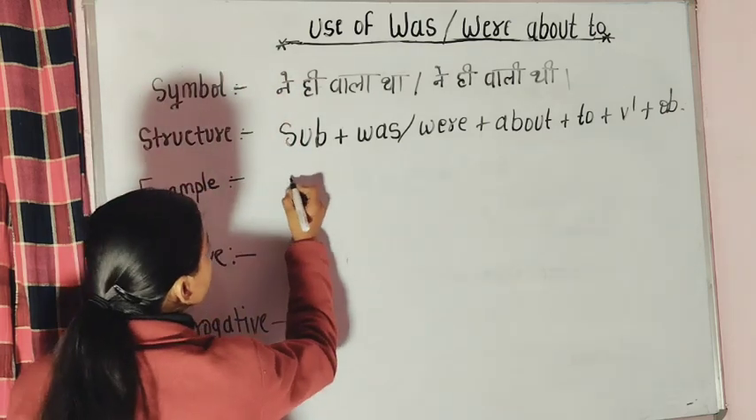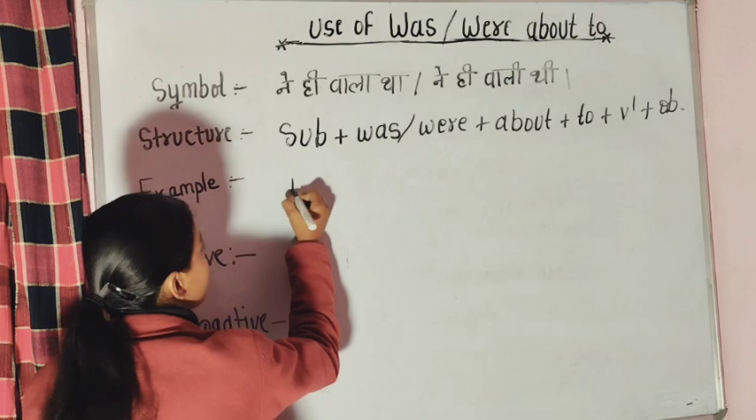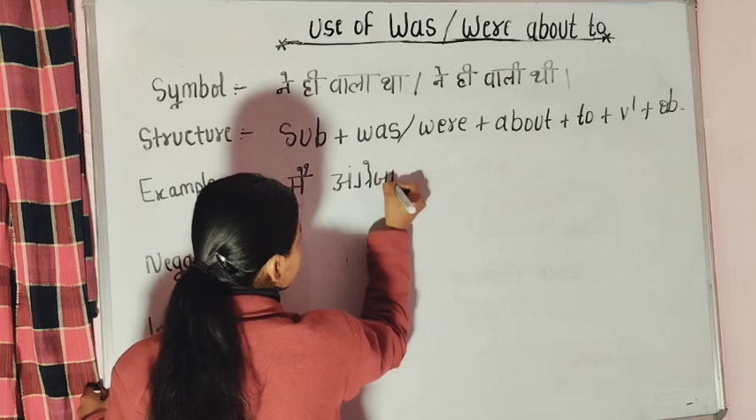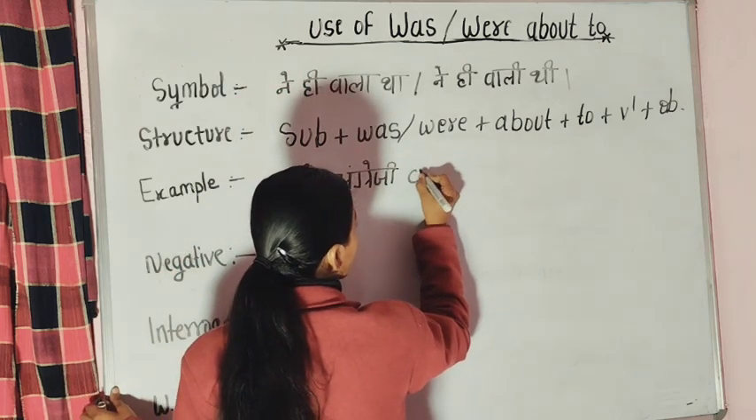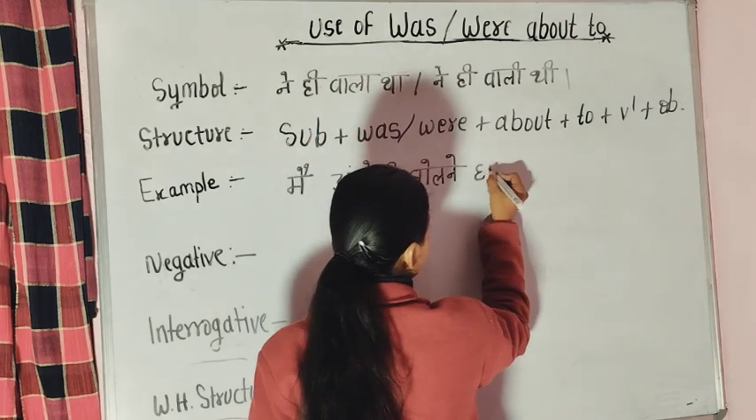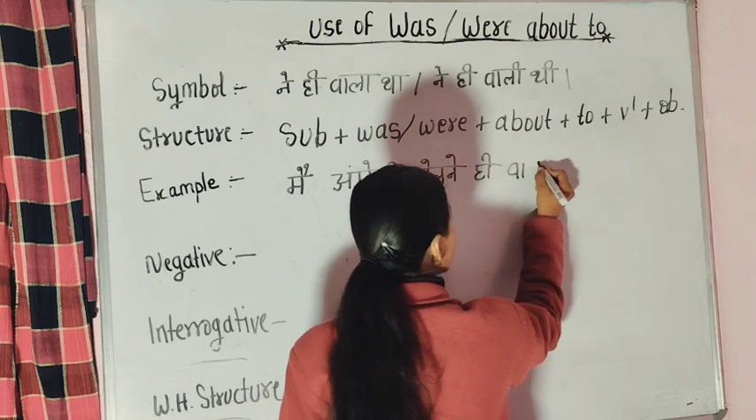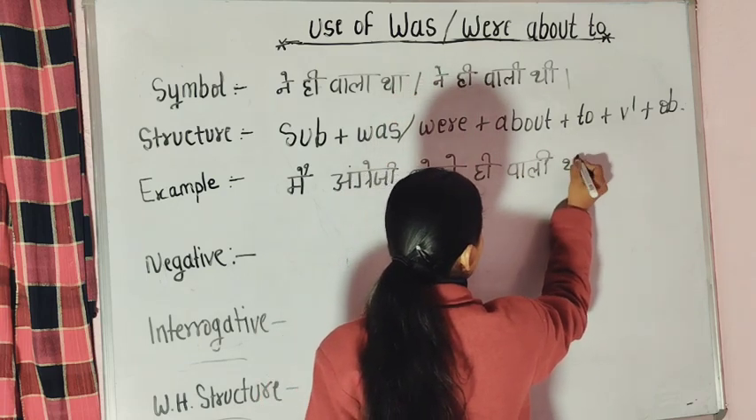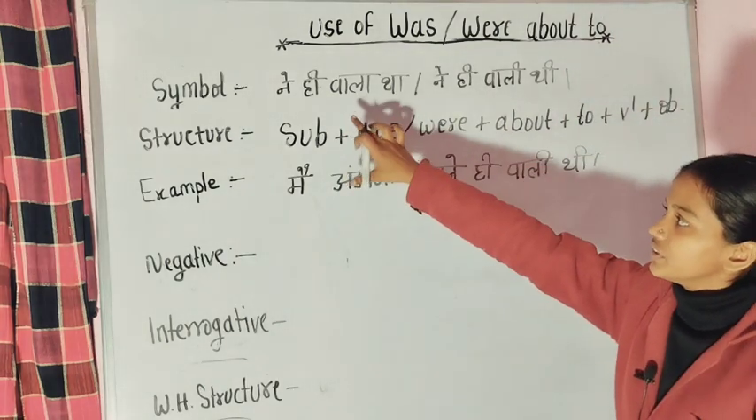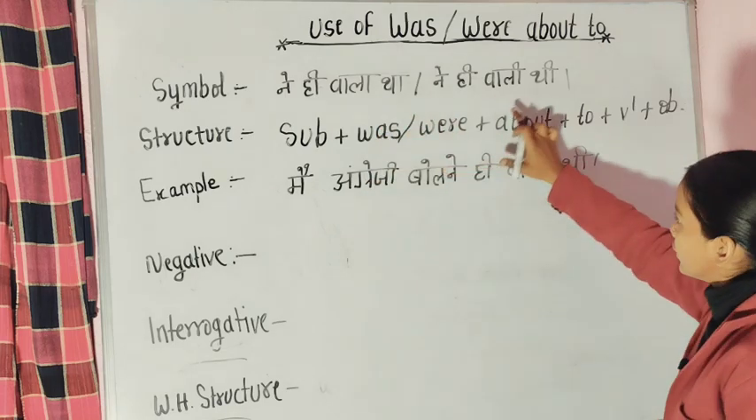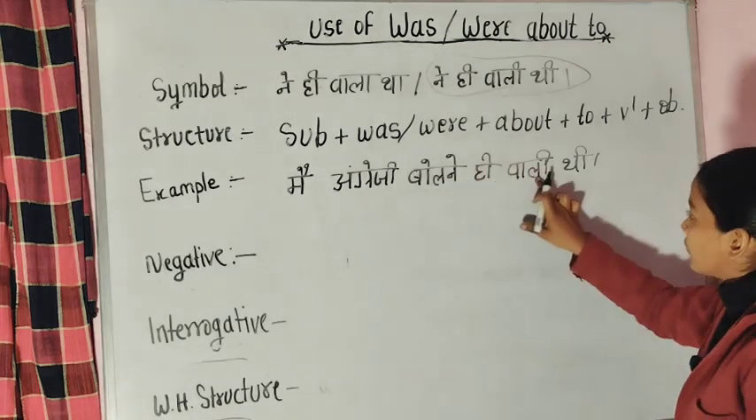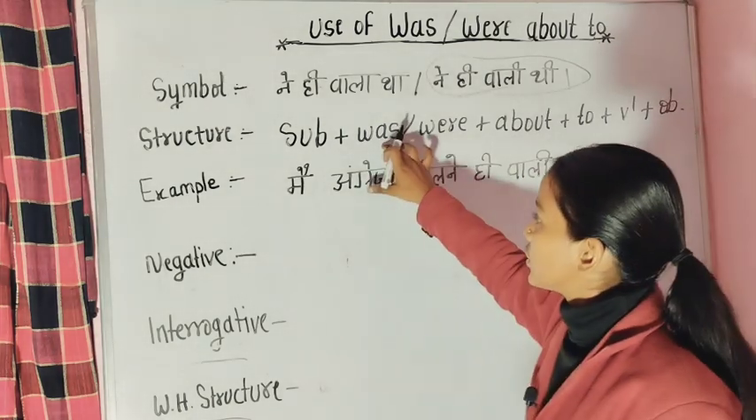Okay, so: मैं अंग्रेजी बोलने ही वाली थी। नहीं वाली थी। मैं अंग्रेजी बोलने ही वाली थी। You can see in the example that we are using the symbol नहीं वाली थी. Okay, this one we can use.